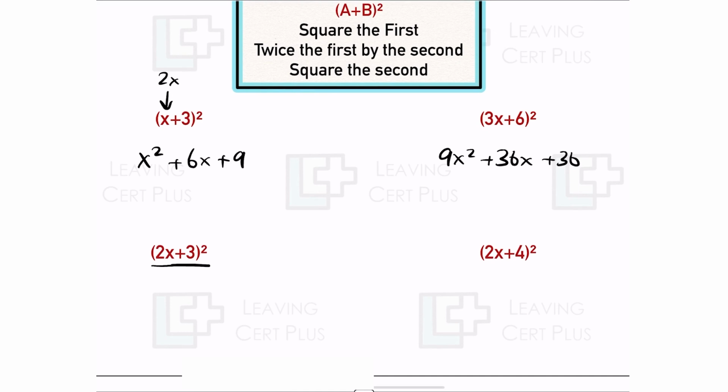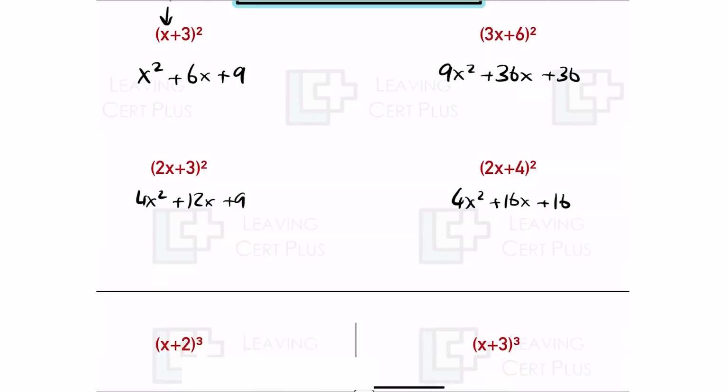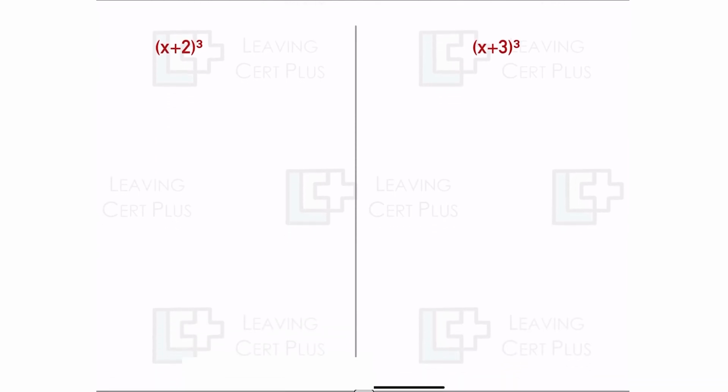So this one, if we square the first, that's going to be 4x squared. Twice the first is 4x by 3, which gives us 12x. This one squared is going to be 9. That's your answer. This one squared is going to be 4x squared. Twice the first is going to be 4x by the 4, which gives us 16x. And then the second one squared is going to be 16. So that's your answer.